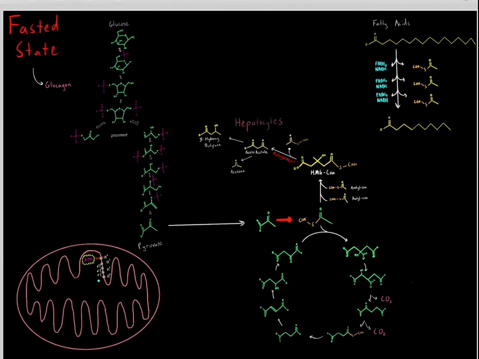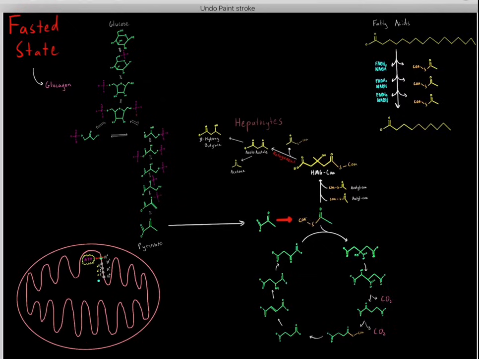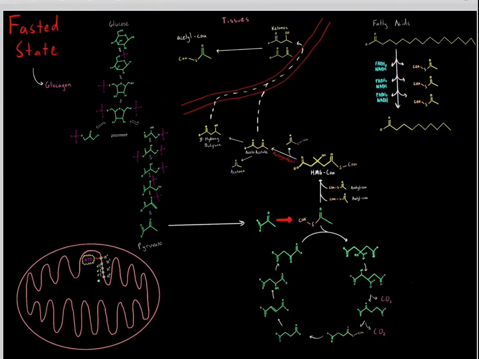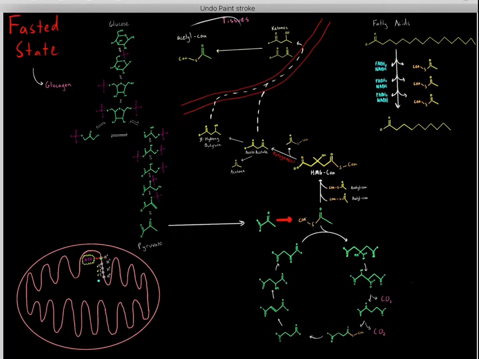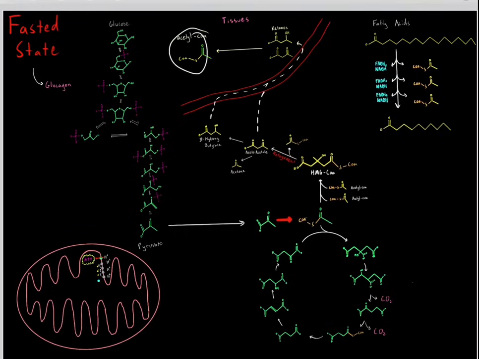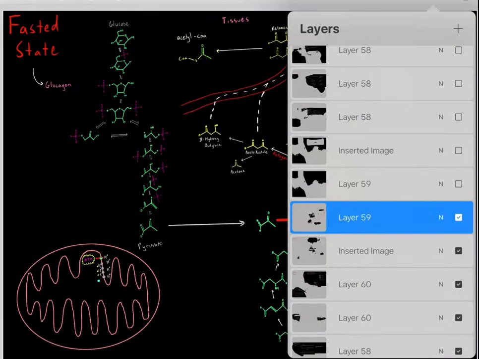But why is the liver forming all these keto acids? Well, these keto acids can leave the liver, enter the blood, and enter into other tissues. And these other tissues can take these keto acids and convert them into acetyl-CoA molecules. And then these tissues can use these acetyl-CoA molecules to enter the Krebs cycle to create reduced cofactors to fuel the electron transfer chain to create ATP. So this is what happens during the fasted state.